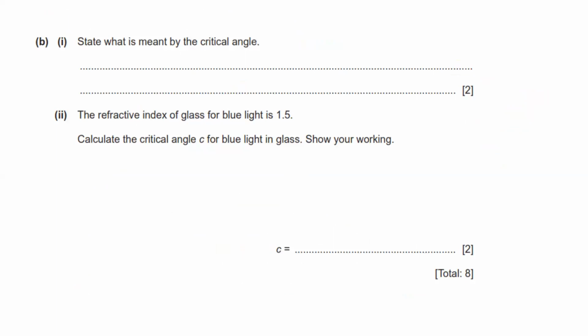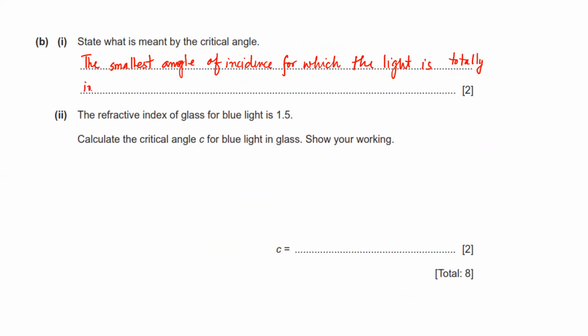Moving ahead, it says part B, what is meant by the critical angle? So critical angle, it is the smallest angle of incidence for which the light is totally internally reflected.